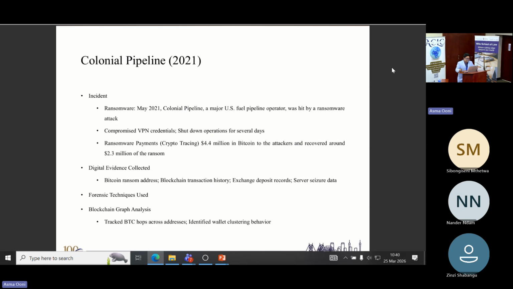This is from the Colonial Pipeline. This is the major US fuel pipeline operator, and it was attacked by ransomware. So what they did, they compromised the VPN credential. They shut down the operations for several days.